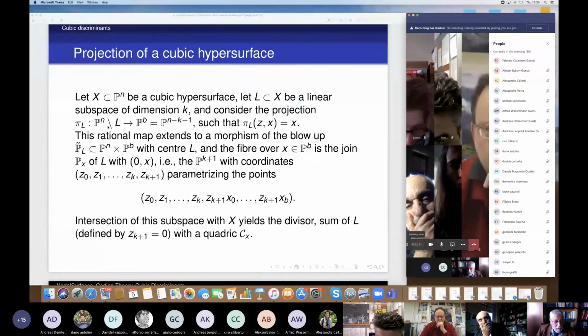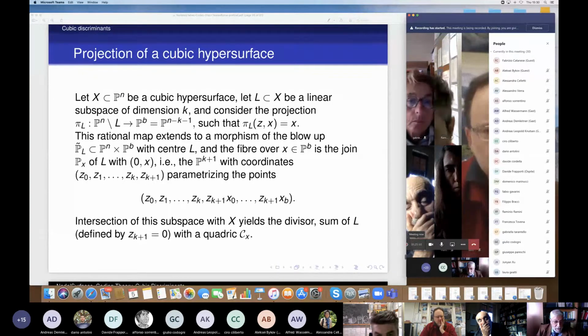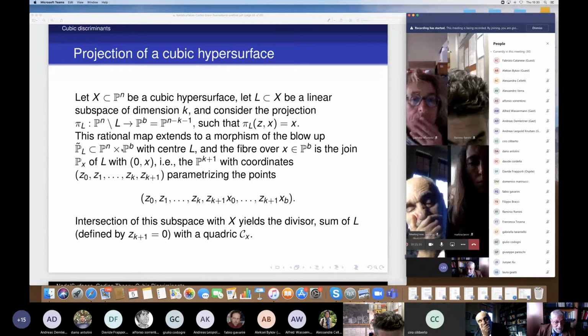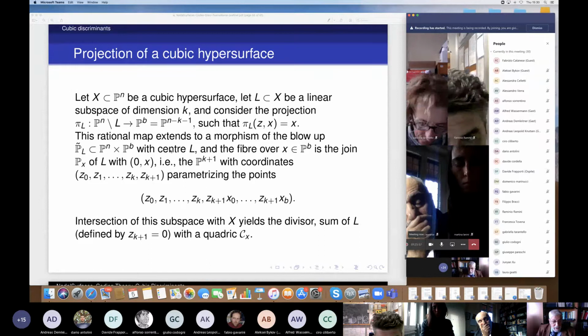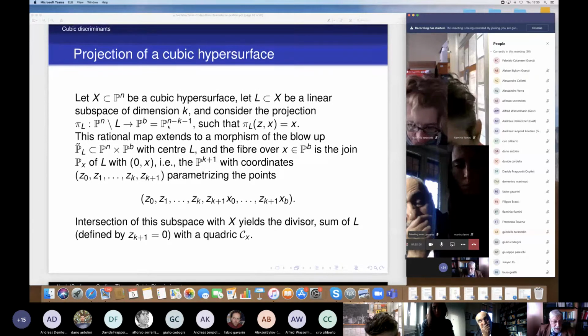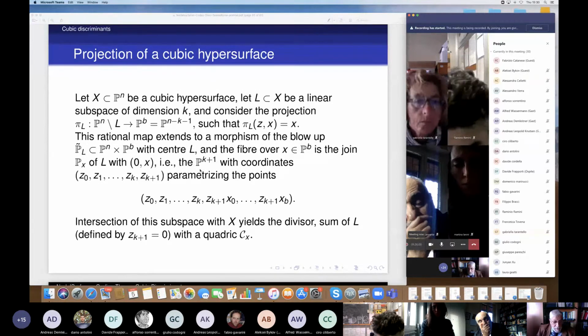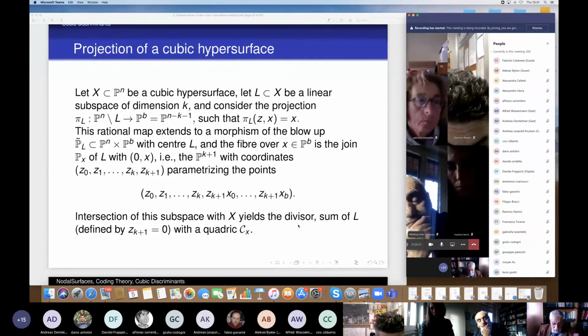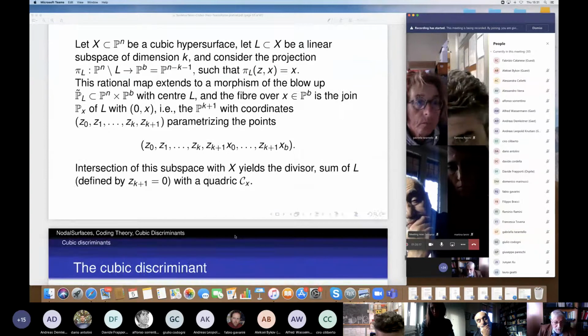If we take L, we can project from the complement of L to a skew projective space. We separate the variables into z's, k's and x. And now the fiber over a point x is just a projective space of dimension k plus 1 with coordinates c0 to ck plus 1, and intersecting with the cubic gives L, which is a hyperplane in this space, plus a quadric.